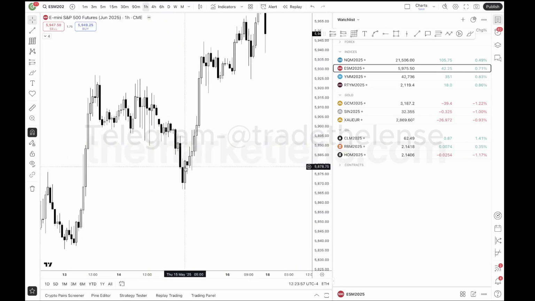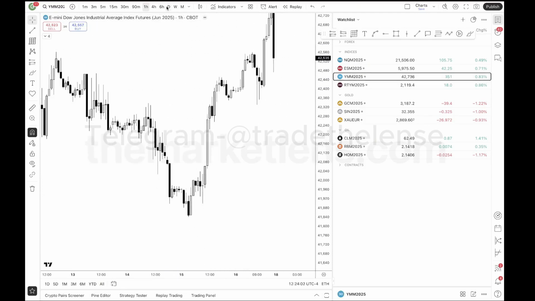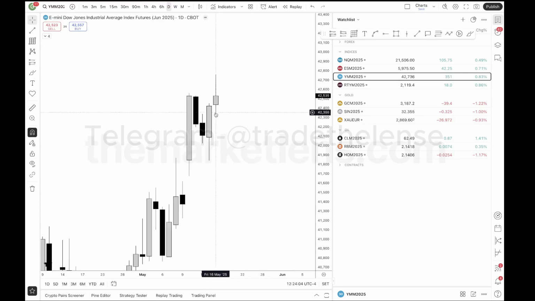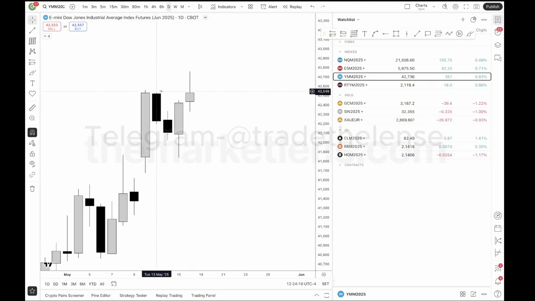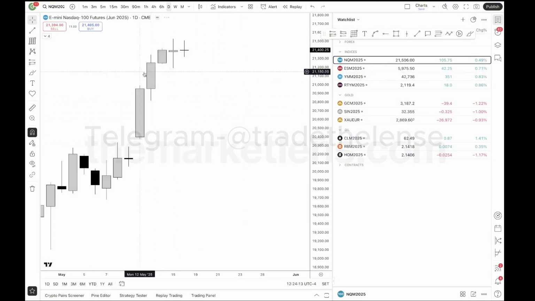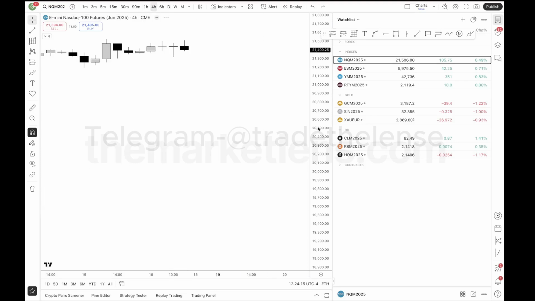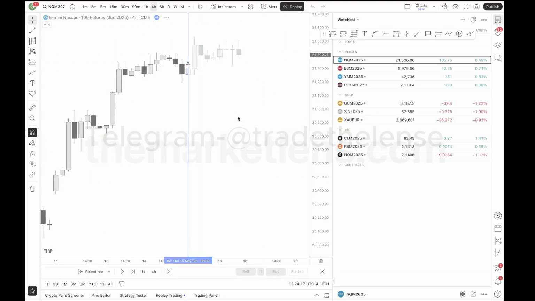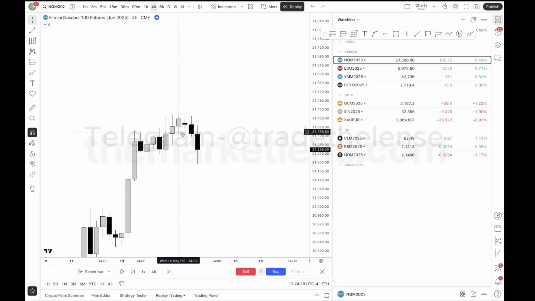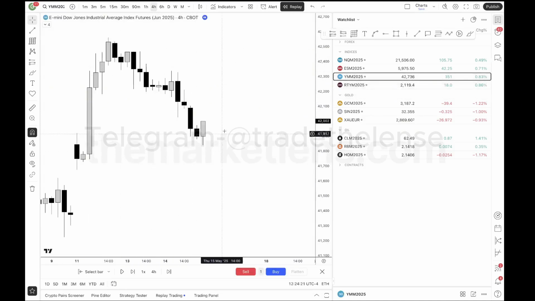Now, why did I trade YM on this day, Thursday? If you go to the daily chart here, look at the retracement size on YM. It's very large, right? When I compare it to over here, we're barely retracing, while on YM we have this huge retracement.